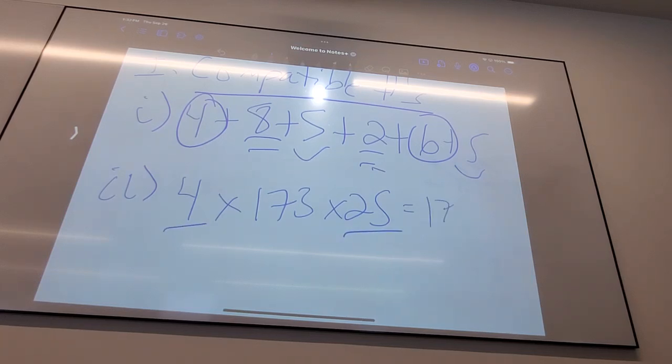And what's anything times 100? I just add 2 zeros. I don't even care what the number is. You guys with me? So the idea of compatible numbers is the same idea, but with different operations, obviously. What's compatible with different? I like it.